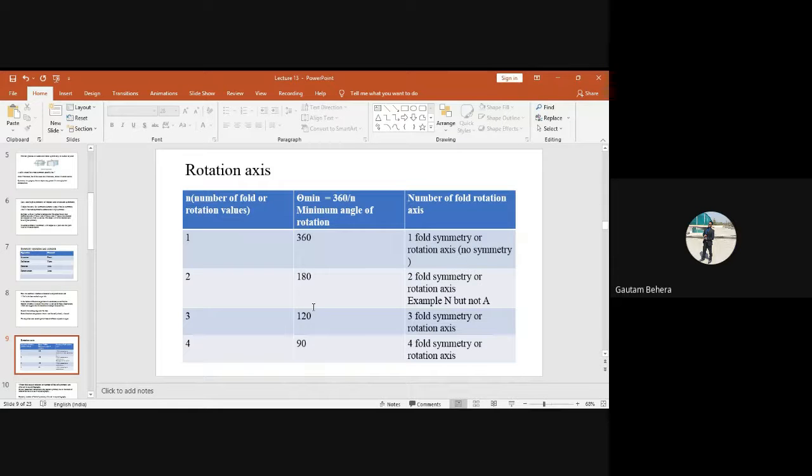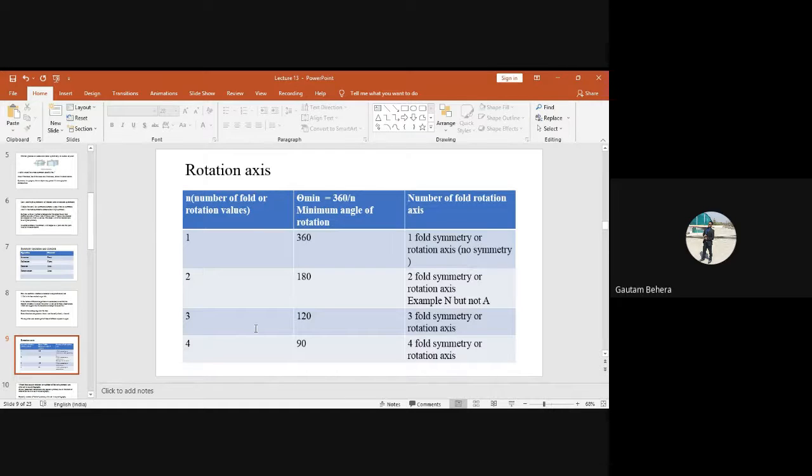But if you take the alphabet N and you rotate it by 180 degree, what will happen? Sir, it will coincide. Very good. You can again reproduce the same N, right? So it has two-fold symmetry. So A does not have two-fold symmetry, but N has two-fold symmetry. A has only one-fold symmetry, or you can say no symmetry is present.